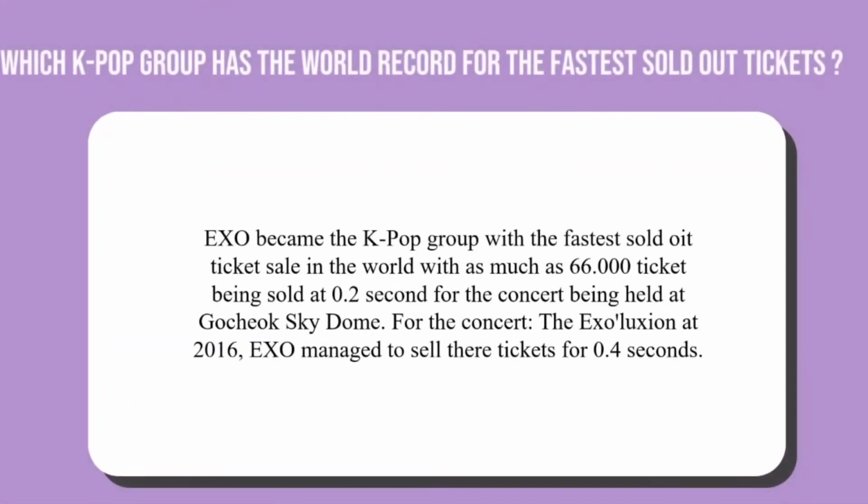And now for the answer from the beginning. Which K-pop group has the world record for the fastest sold out tickets? It is held by none other than the K-pop boy group EXO. EXO became the K-pop group with the fastest sold out ticket sale in the world, with as much as 60,000 tickets being sold in 0.2 seconds for the concert held at Gocheok Sky Dome. For the concert, EXOluXion in 2016, EXO managed to sell their tickets in 0.4 seconds.